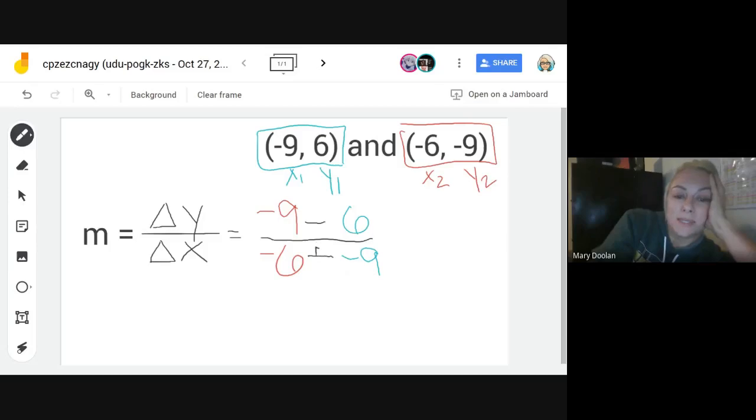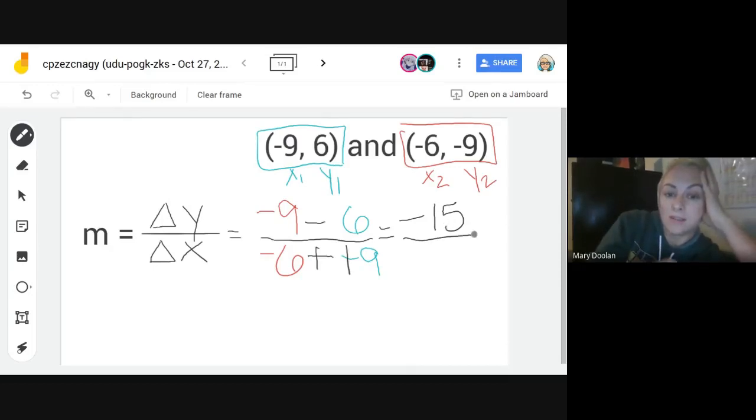Minus a negative becomes plus a positive. Remember that? So if you ever have subtraction of a negative, you instead add the opposite. And then to simplify this, in my numerator, negative 9 minus 6 is the same as negative 9 plus negative 6, which is negative 15. In the denominator, negative 6 plus positive 9 is going to be positive 3. And I have to simplify this a little bit to get one of those 4 choices.